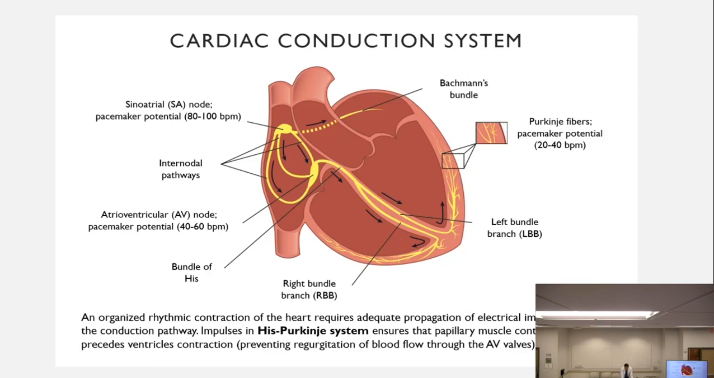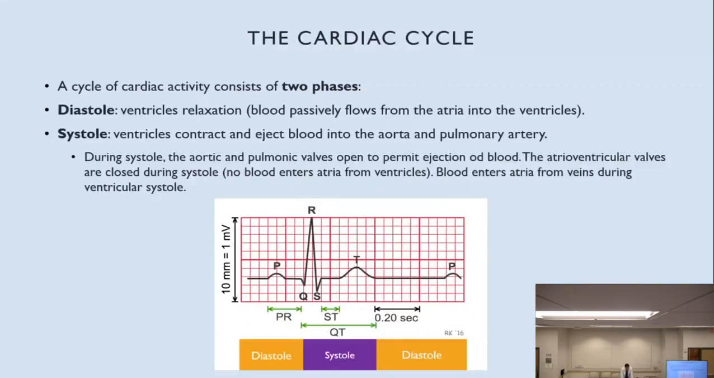And those processes occur during the 2 phases of the cardiac cycle, which simply consists of diastole and systole. Diastole simply means relaxation. The blood passively flows from the atria into the ventricle. And systole is when the ventricles contract and eject blood into the aorta and the pulmonary artery.